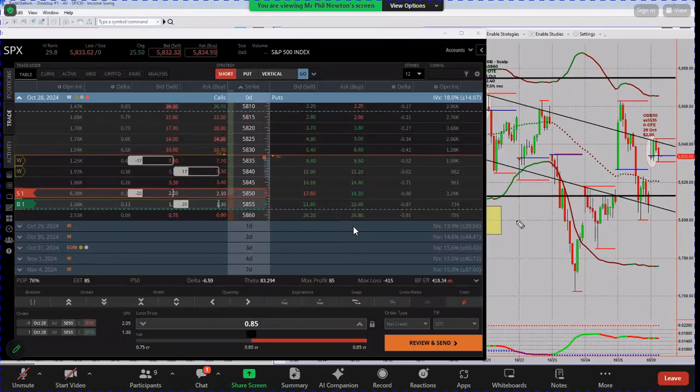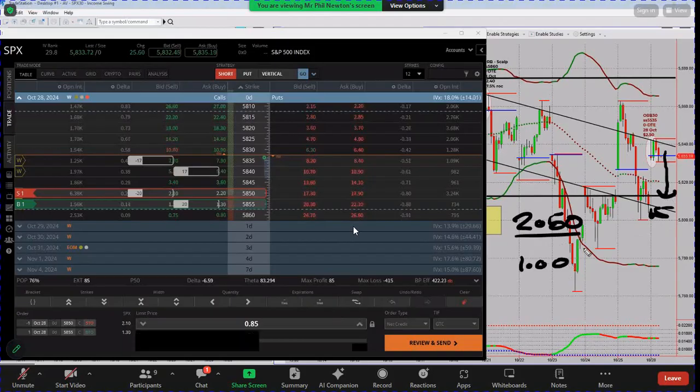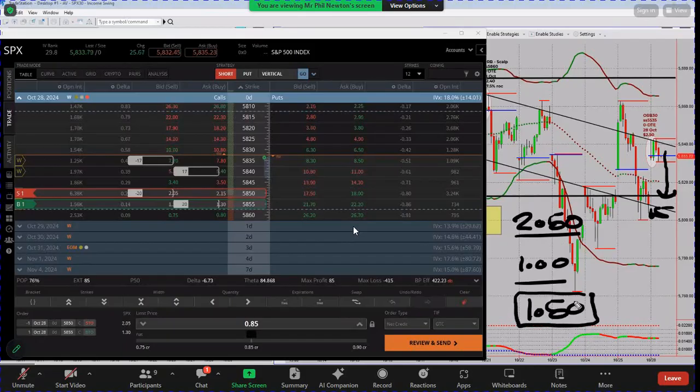So again, let's just call it $1 to make the math simple. If we were to move down $15, my spread's going to be worth $1, and I can collect about $1.50 as my profits. Does that make sense? So I now have a target in mind for the option based on what the SPX can move.